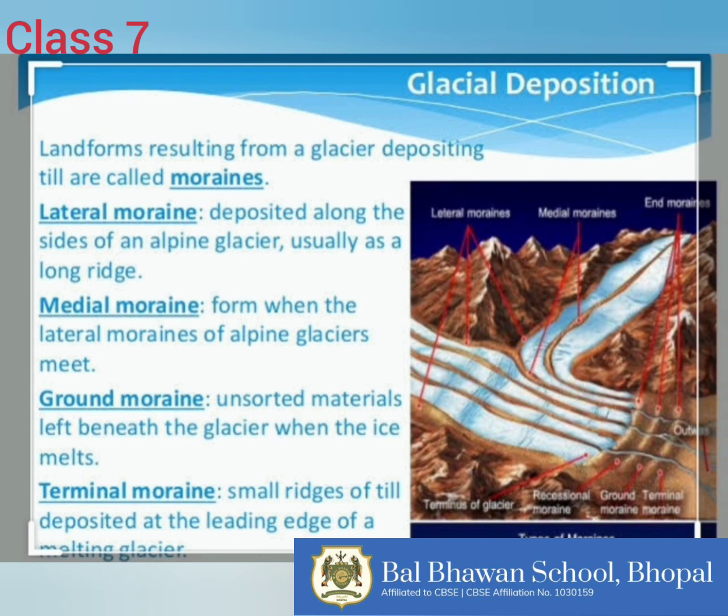When the glacier starts melting, its capacity to carry load is reduced. Thus, rock materials are deposited on the sides and floor of the valley. These deposits form glacial moraines.